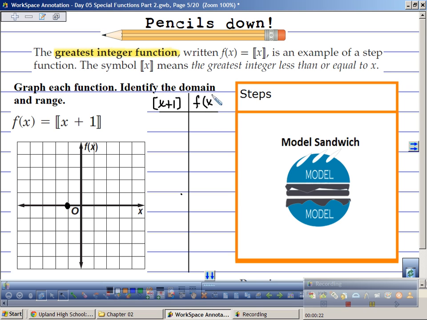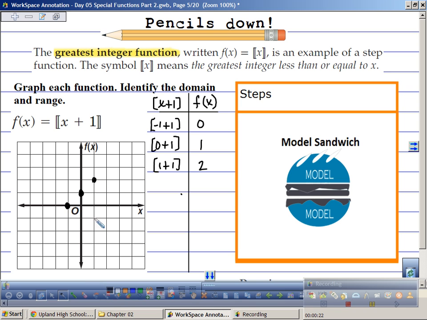And when I substitute a value in for x, I'm going to get a value for my function. So let's put in -1. -1 plus 1 is equal to 0, and that's true. Let's substitute in 0. I get 1. Let's substitute in 1. I get 2.